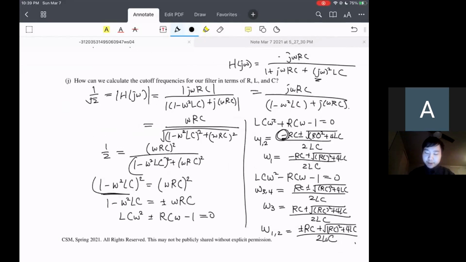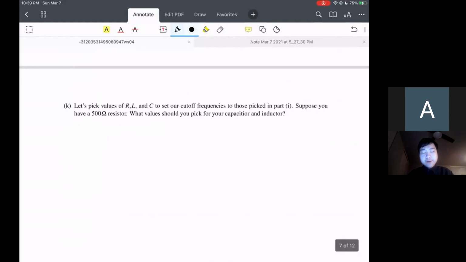So now, after part K, we want to pick values of R, L, and C so that we can set our cutoff frequency to those picked in part I. And suppose that we have a 500 ohm resistor. What value should we be picking for our capacitor and inductor?